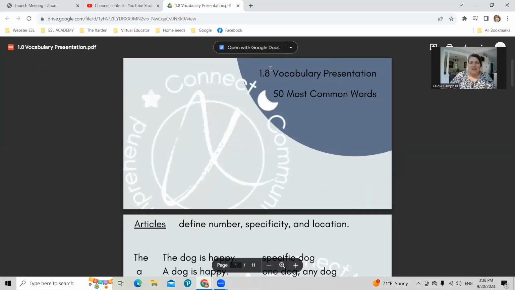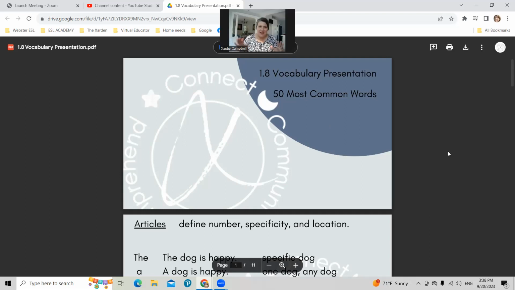Hi, this is lesson 1.8, and we are looking at our vocabulary. I'm going to share my screen. And as you can see here, this is a very exciting topic: 50 most common words in English. Now, I'm warning you, these are what we call function words.